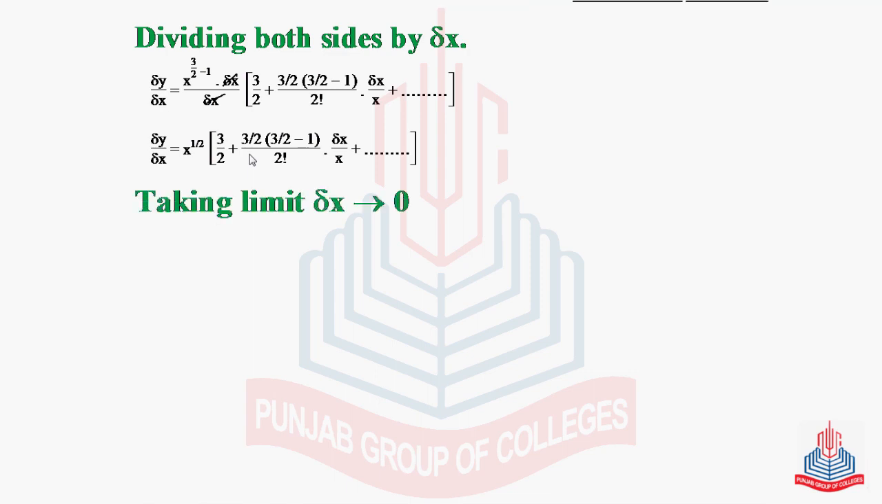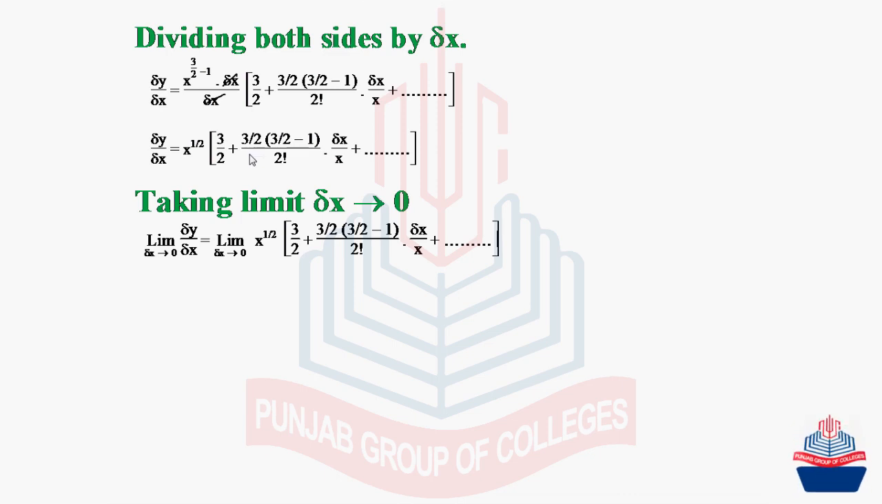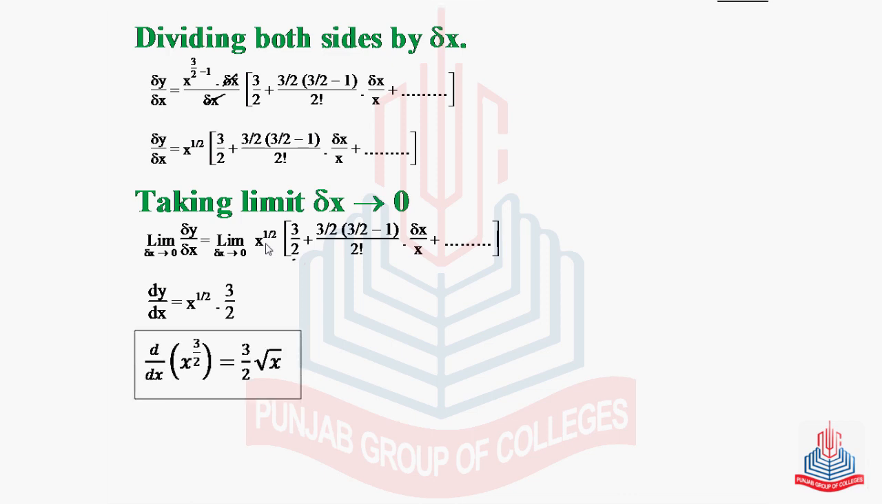Taking the limit delta x approaches 0 on both sides. So limit delta x approaches 0 of delta y by delta x is equal to the limit delta x approaches 0, applying the limit on the right hand side. All the terms containing delta x will become 0 except this first term, which is 3 by 2. The left side will become dy by dx and the right side will be 3 by 2 into x raised to the power 1 by 2, which is actually the differentiation of the given function.